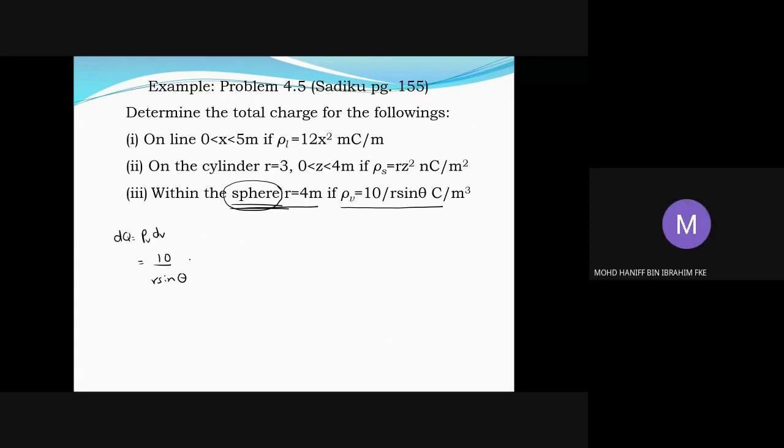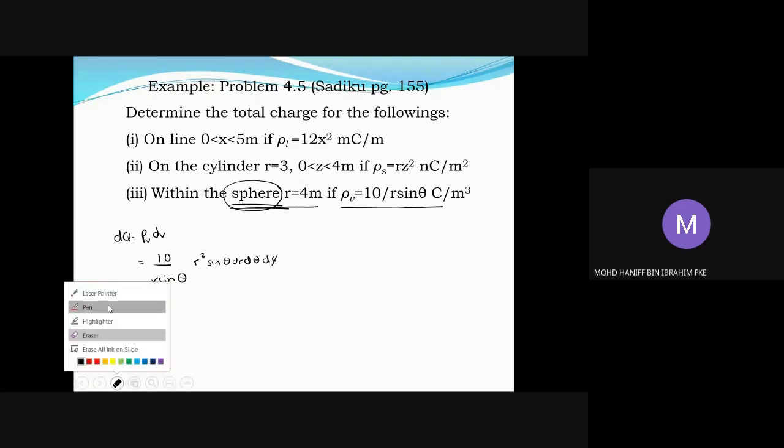No problems. So it's supposed to be r squared sine theta dr d theta d phi. If you forget about this, always refer back to this particular box that we have learned in class. We have seen this block in our class last Monday. It's for the spherical structure.